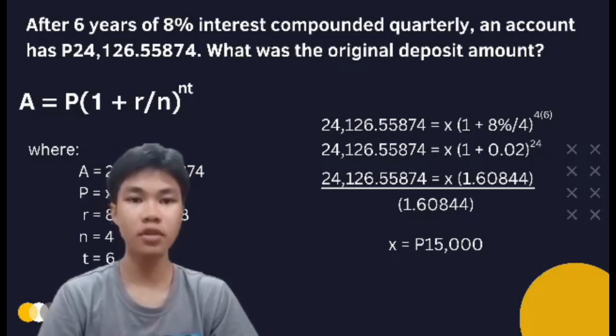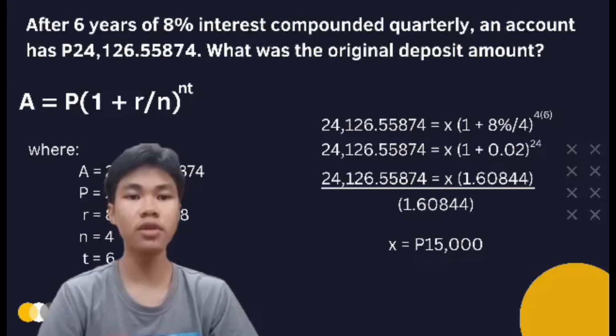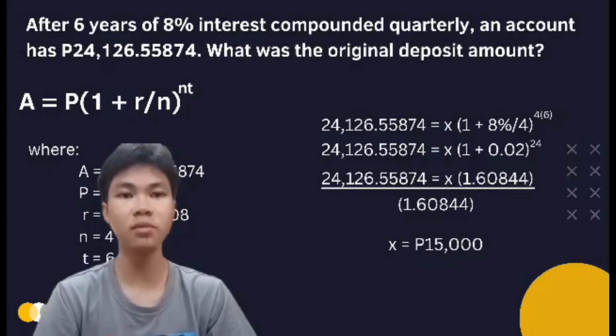After that, divide 24,126.55874 by 1.60844, so you will get 15,000. Therefore, the original deposit amount is 15,000 pesos.